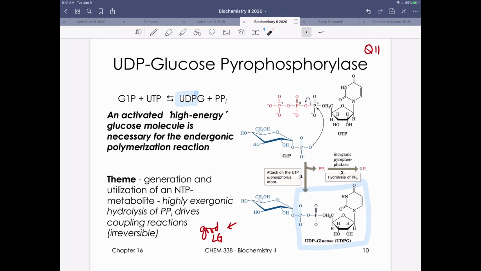A couple of things to highlight here: we've got this inorganic pyrophosphatase. Remember, this is a theme that we see. Anytime that we generate pyrophosphate, you've got enzymes in your body that irreversibly convert that pyrophosphate into free inorganic phosphate. It's a very exergonic process, so it drives this forward, and from Le Chatelier's principle, it pulls this whole reaction forward. It helps drive this whole activation process to completion. Again, just highlighting why this is important: we've got to activate this monomer for coupling by creating this good leaving group.